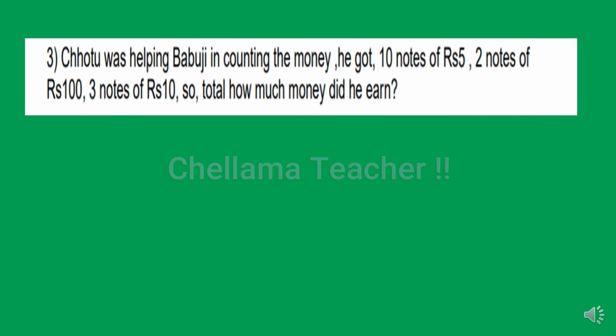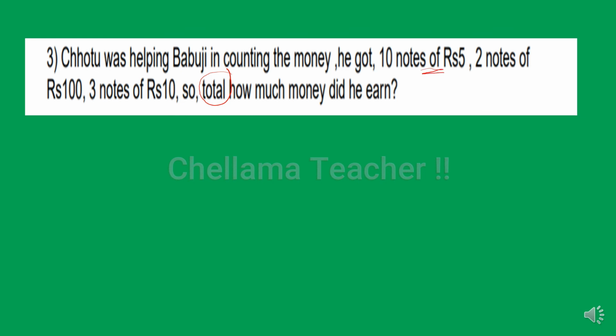Question number 3. Chotu was helping Babuji in counting the money. He got 10 notes of rupees 5, 2 notes of rupees 100, 3 notes of rupees 10. So the total, how much money did he earn? As usual, here it is given the total keyword. So it is a final addition problem. Before that, 10 notes of rupees. Of is another keyword for multiplication.